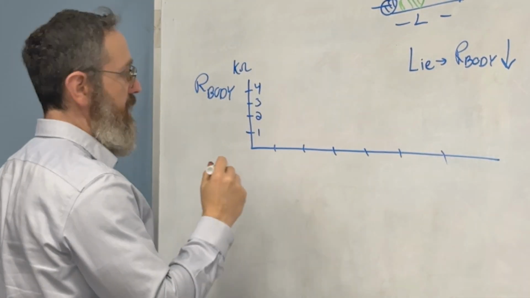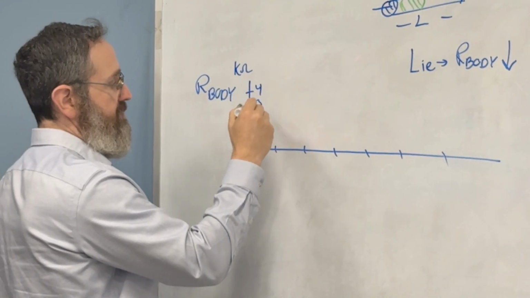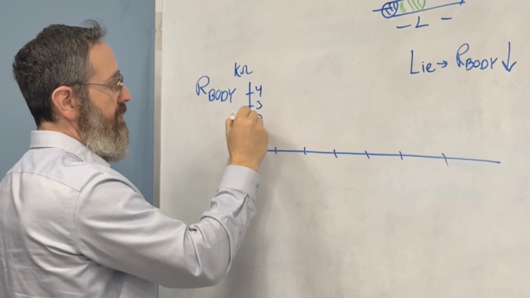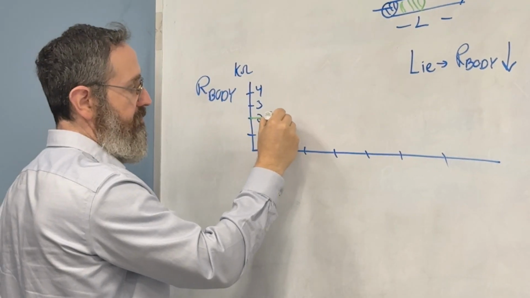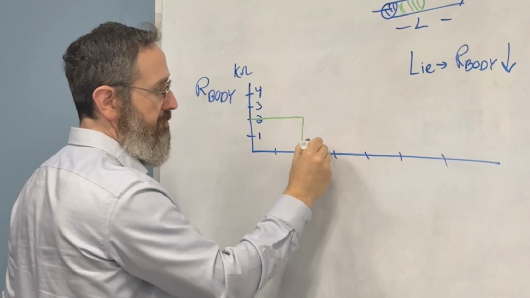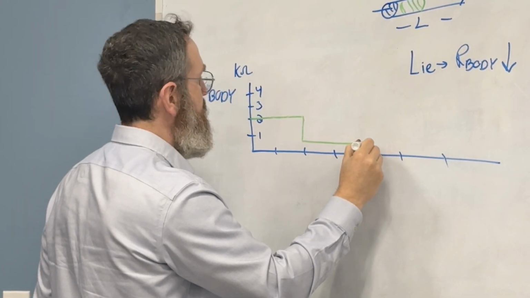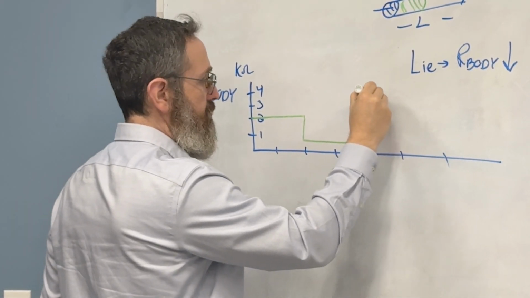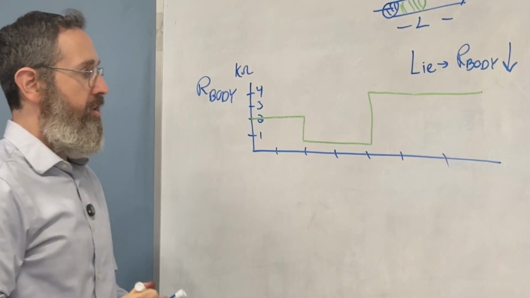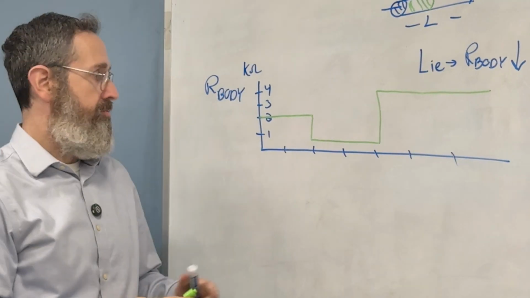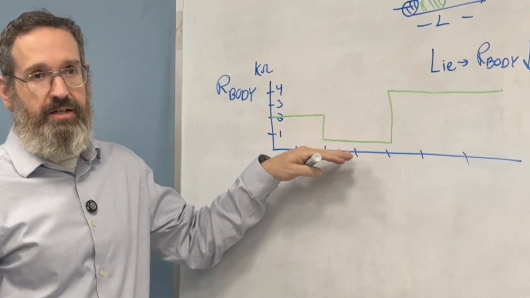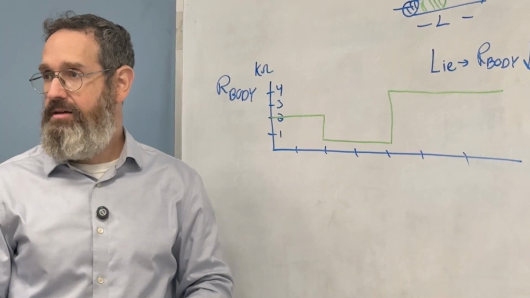Let's say it started at 2, then it went down to 1, and then here goes up to 4, for whatever reason. That's what our body is doing. She's semi-lying, really lying, telling the truth, something like that.